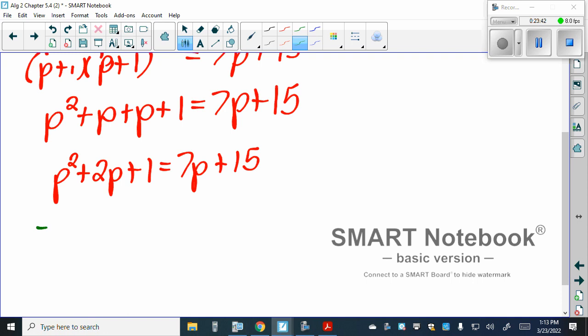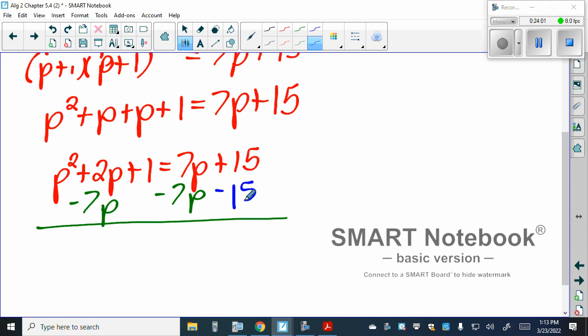Well, we need to get this equal to 0. So we can subtract 7p from both sides, yes? What else are we going to have to subtract? 15, yes? We can do it in one step.